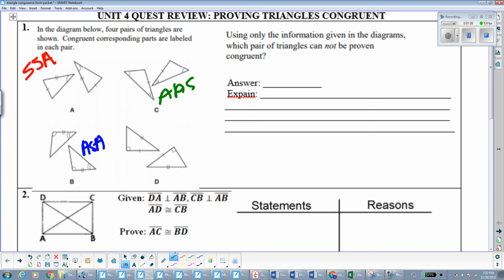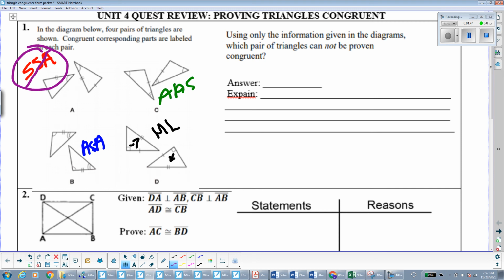And finally here, I have two right triangles. I have congruent hypotenuses in both of the right triangles. Remember, the hypotenuse is across from the 90-degree angle. So here the hypotenuses are congruent. And we also have a pair of congruent legs. So we have HL here. So SSA is the method that is not valid for proving triangles congruent.